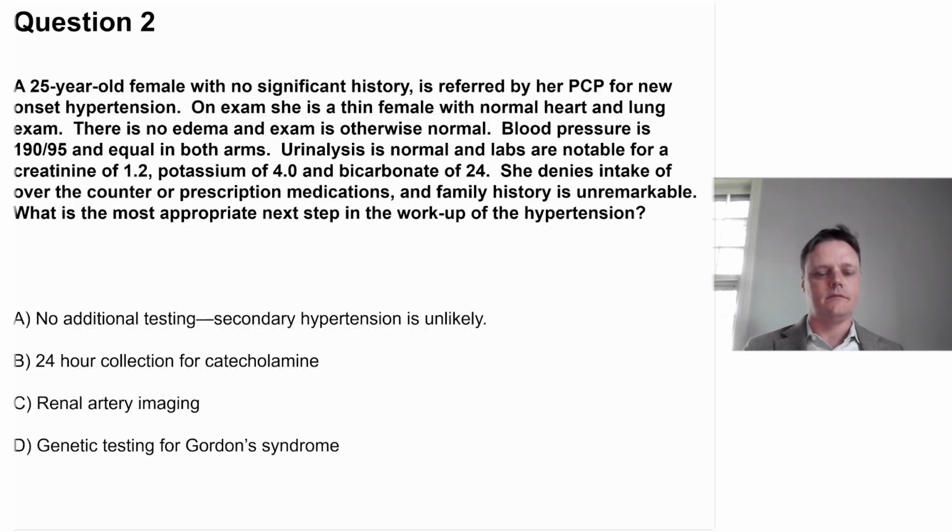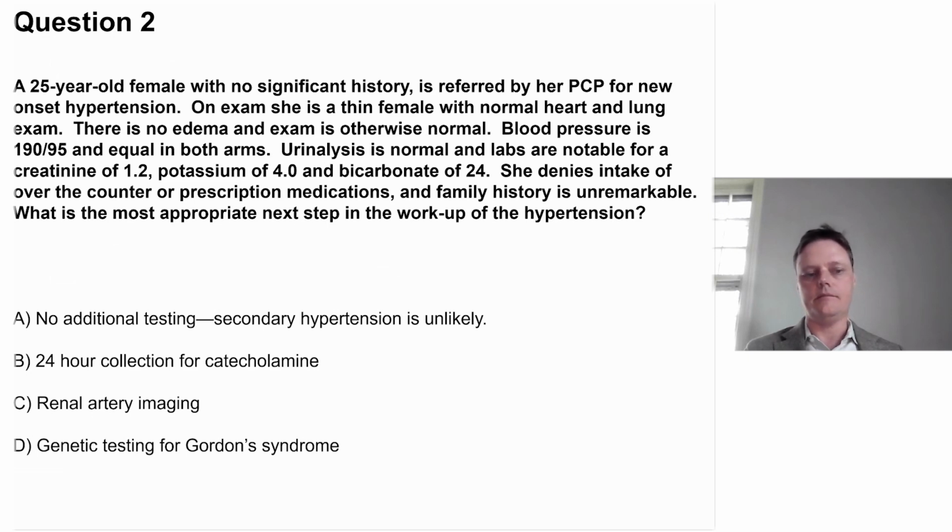All right, question 2. A 25-year-old woman with no significant history is referred by her PCP for new onset hypertension. On exam, she's a thin female with normal heart and lung exam. There is no edema and her exam is otherwise normal. Blood pressure is 190/95 and equal in both arms. Her urinalysis was normal and her labs were notable for a creatinine of 1.2, potassium 4, and a bicarbonate of 24. She denies intake of over-the-counter or prescription medications, and her family history was unremarkable. What is the most appropriate next step in workup of her hypertension?